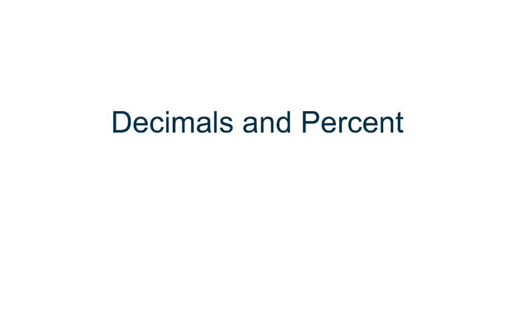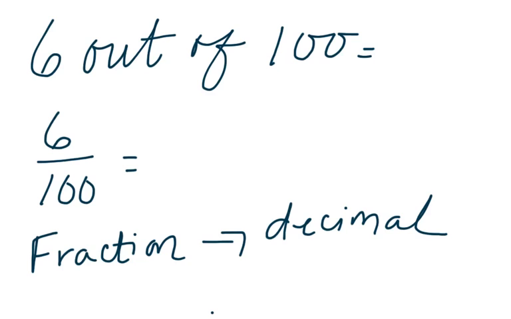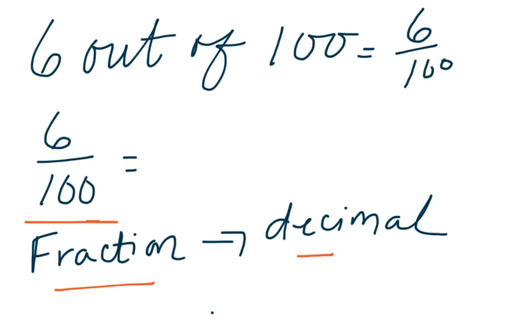Today we're going to talk about decimals and percent. And over here we see that we have 6 out of 100. If I was to write that as a fraction, I would write it 6 out of 100, or 6 over 100. Then I'm going to take 6 over 100 as a fraction and write it as a decimal, okay?